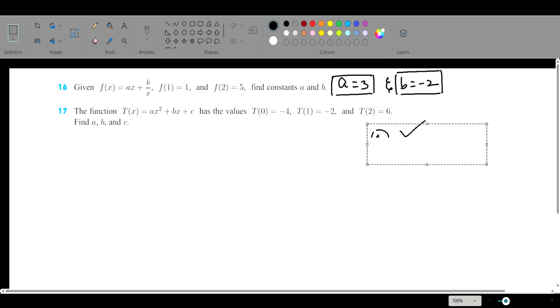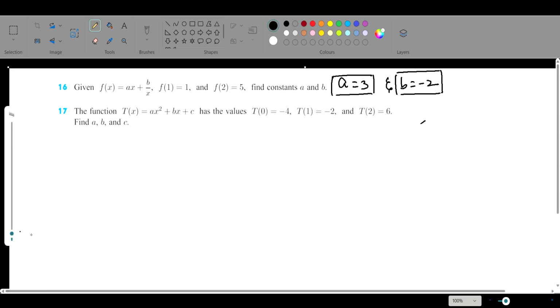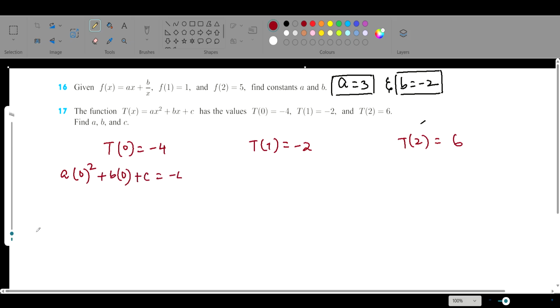Now you can solve number 17 with the very same concept. T0 is -4, T1 is -2, T2 is 6. So T0 means what? A times 0 squared plus B times 0 plus C is equal to -4. So I'm directly getting the C value from this equation.